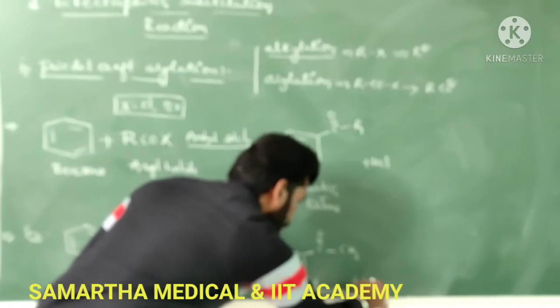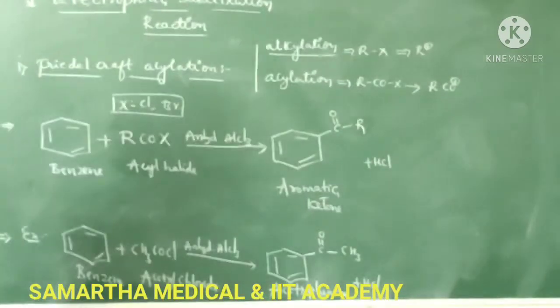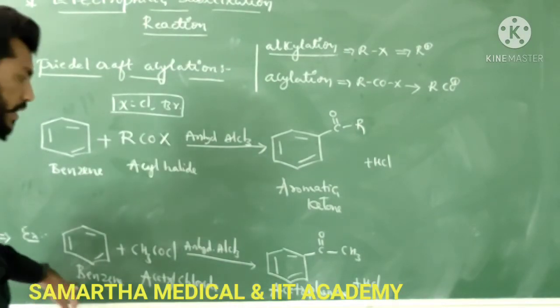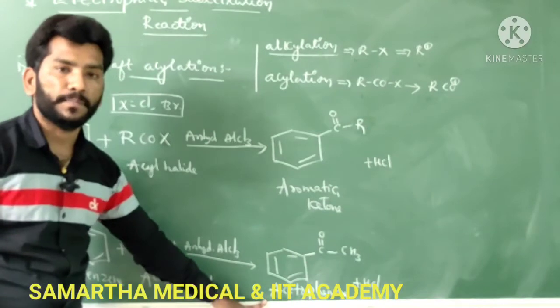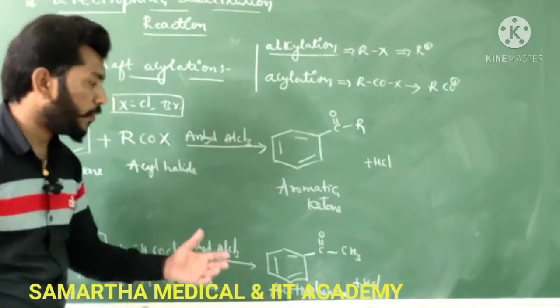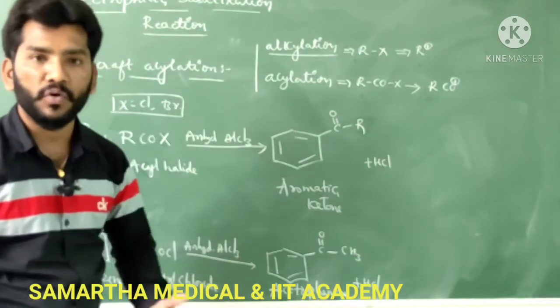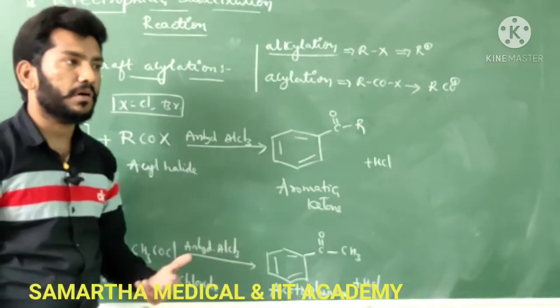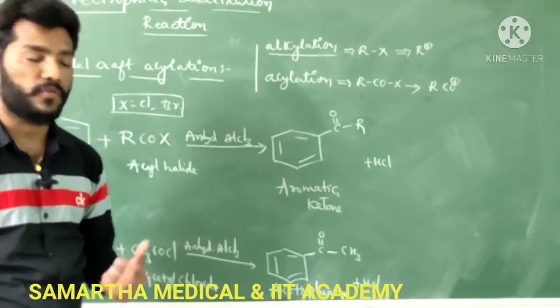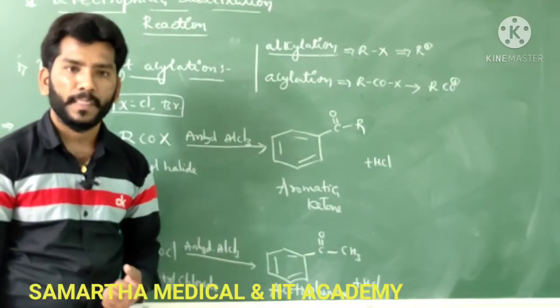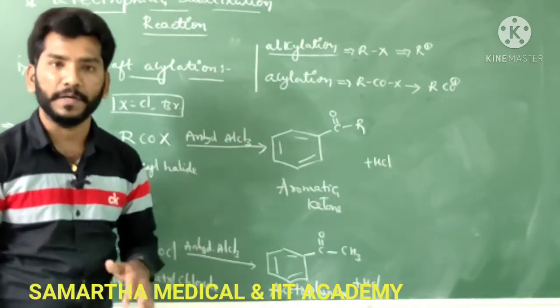The byproduct is HCl. This is the complete reaction of Friedel-Crafts acylation, where we get acetophenone as the product. But we have to know the mechanism, how acetophenone is formed, and what steps are involved in getting the major product.